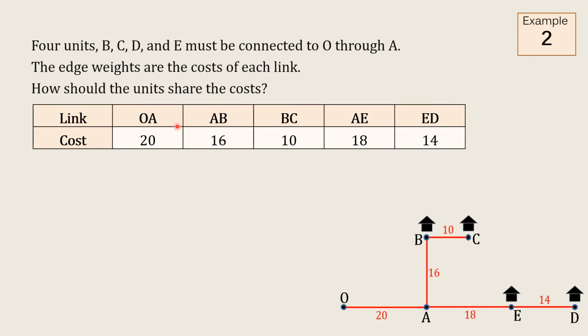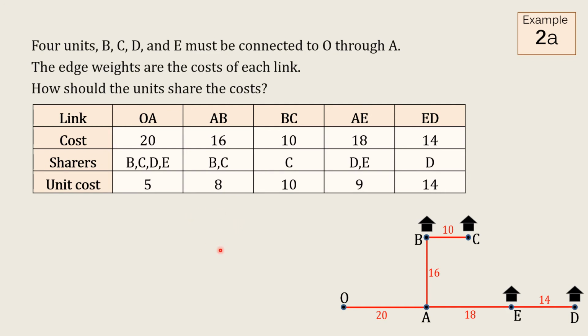Now, link OA costs $20. Link AE costs $18, and so on. So these are the different links, and these are the costs of the links. And so how should these 4 agents, or these 4 units, B, C, D, and E, share this cost?